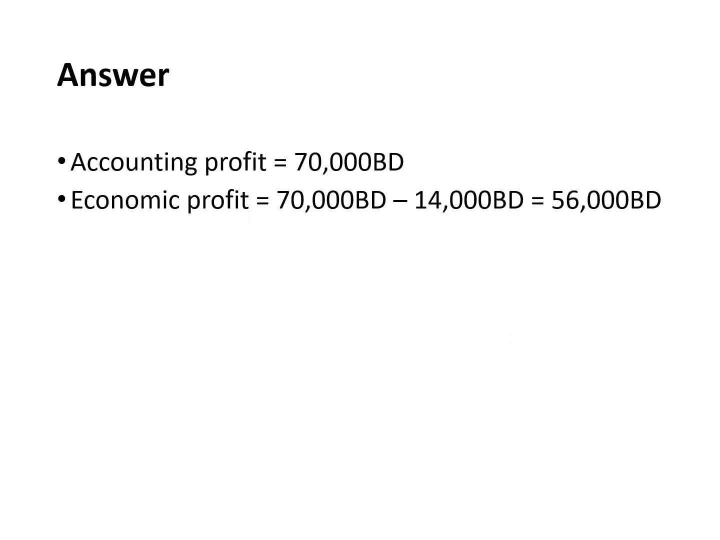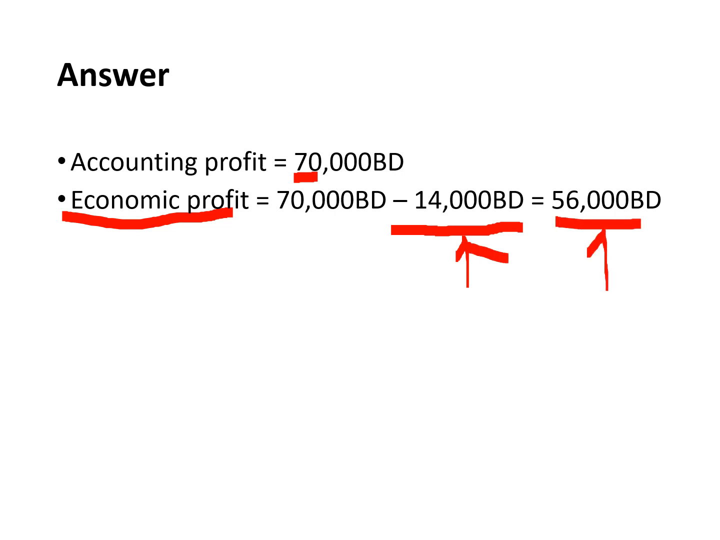Okay, so we were given the accounting profit of 70,000 BD, but when we're considering economic profit, we also must subtract the opportunity cost, what she could have used that premises for. So we get a smaller number, but it's positive, so it's still a worthwhile activity that she's engaged in, having this restaurant. Okay.